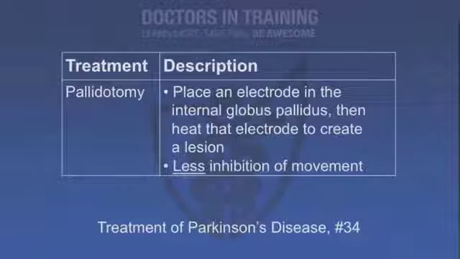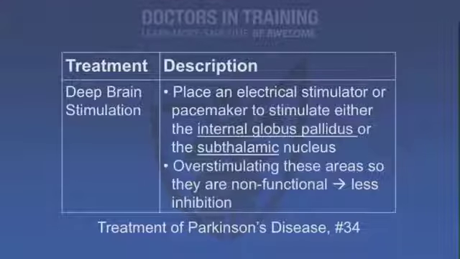It's much more common to do something called deep brain stimulation, where you place an electrical stimulator or a pacemaker to stimulate either the internal globus pallidus or the subthalamic nucleus. Basically, you're overstimulating these areas until they don't work anymore, so you have less inhibition of movement.